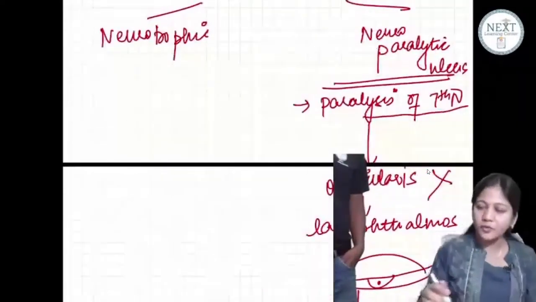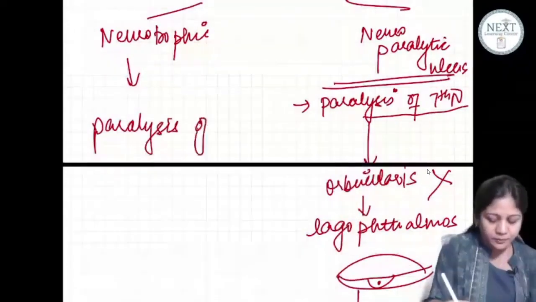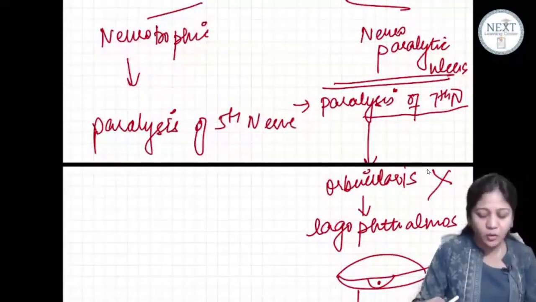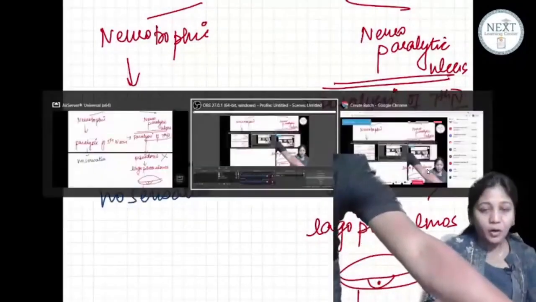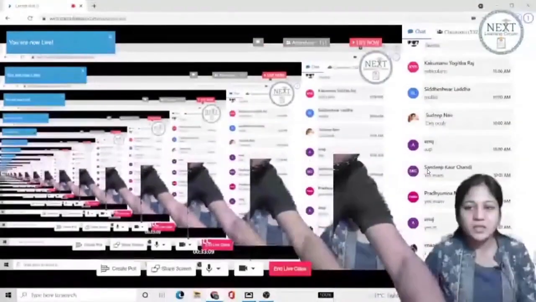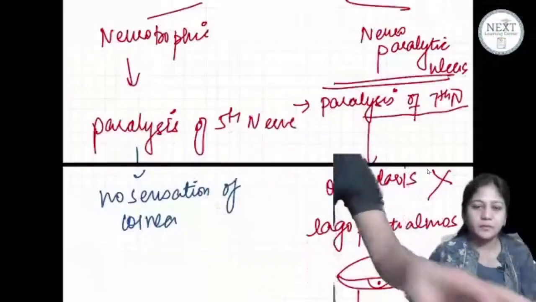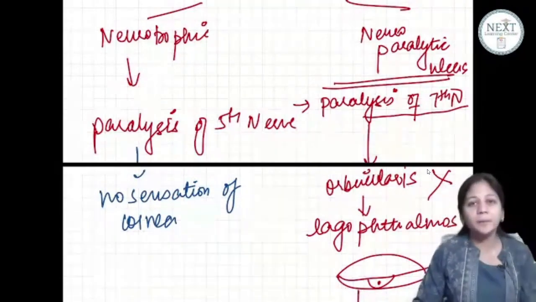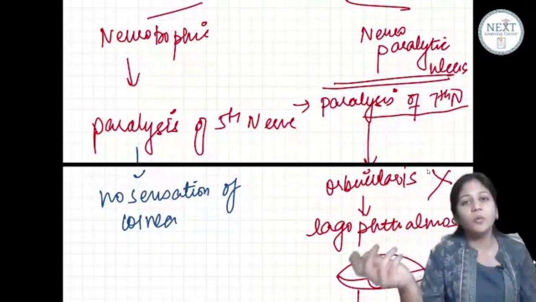Now the second type of trophic ulcer is a neurotrophic ulcer, and this is because of paralysis of the fifth nerve. Your fifth nerve gets paralyzed, and the fifth nerve, you all know, gives sensations to the cornea. So if the cornea is deprived of sensation, what will happen? You don't feel anything. If something is there on the cornea, you won't be able to feel it, and then you are more prone to get ulcers.